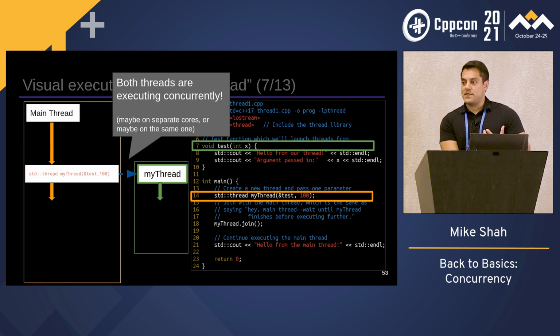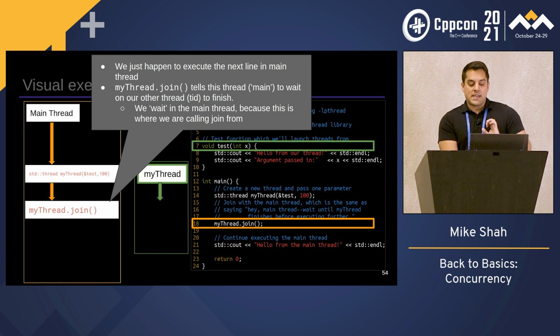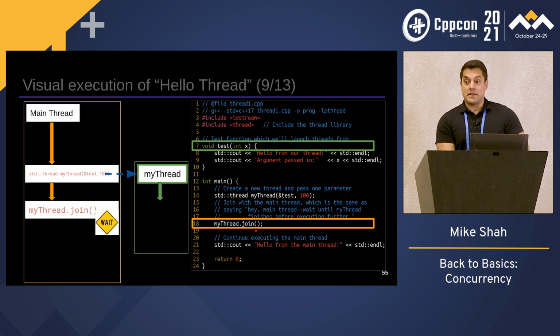Now what happens next is a little bit arbitrary as far as which thread executes next, maybe at the same time on different processors. But let's just say that this line of code happens to execute next, the join. Join was this other construct where mythread is requesting, or stronger than requesting, saying, hey, main, you have to wait here until I finish. So we'll just put a little wait sign there, and it's got to wait for lines 7, 8, 9, and 10 to finish executing here.